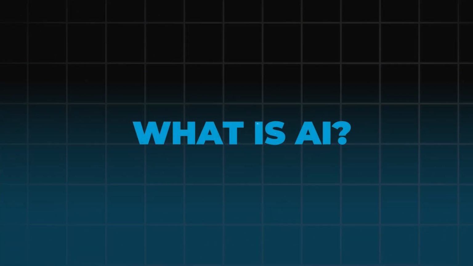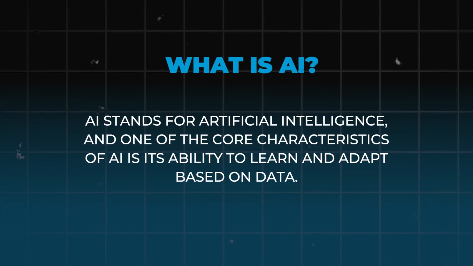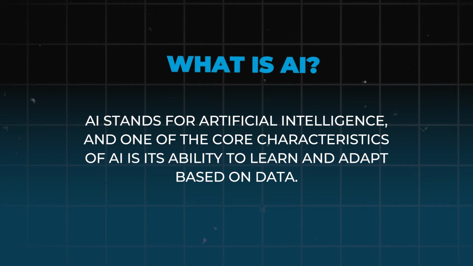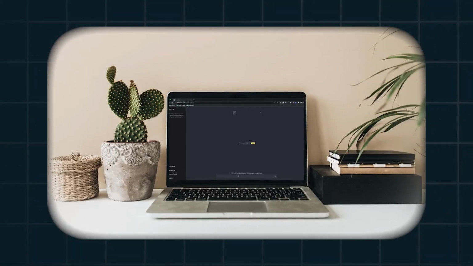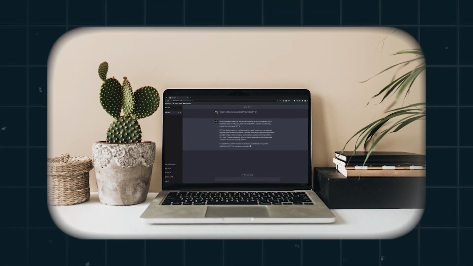All right, so first of all, let's quickly define what AI is. AI stands for artificial intelligence, and one of the core characteristics of AI is its ability to learn and adapt based on data. The technical definition is it's a set of technologies that allow computers to perform tasks that otherwise would require human intelligence. AI systems can learn, reason, and solve problems.